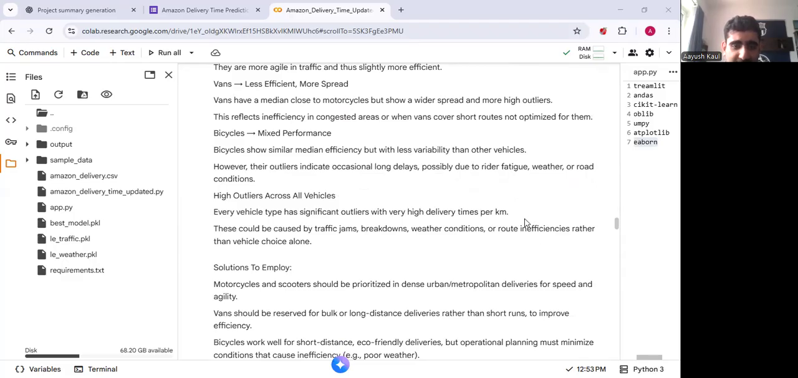Now, also we can see that there are high outliers across all vehicles. Every vehicle type has significant outliers with very high delivery times per kilometer. These could be caused by traffic jams, breakdowns, weather conditions, or route inefficiencies, rather than vehicle choice alone.